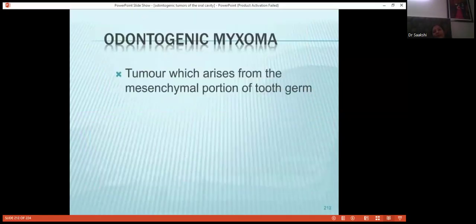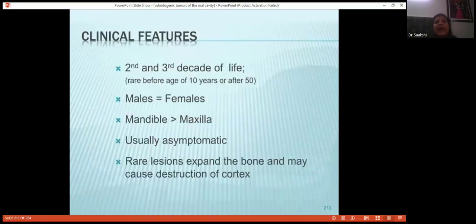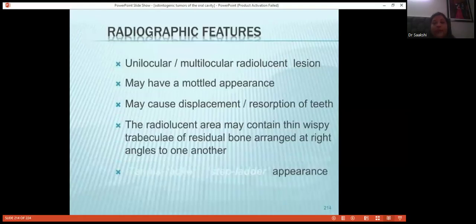The next is the odontogenic myxomas. Now, these are the tumors which arise from the mesenchymal portion of the tooth germ. Clinically, it can be seen between the second and third decade of life, rarely before the age of 10 years or after the 50 years. Again, it has male predilection. Mandible is more commonly affected than the maxilla, and it is usually asymptomatic. It's a rare lesion which expands the bone and may cause destruction of the cortex.